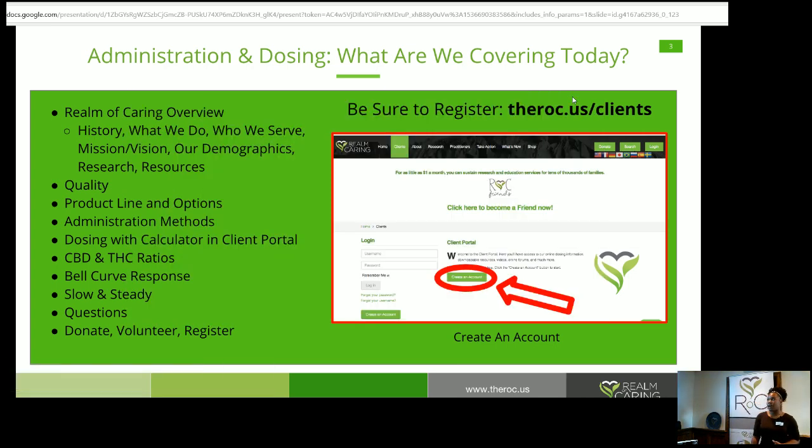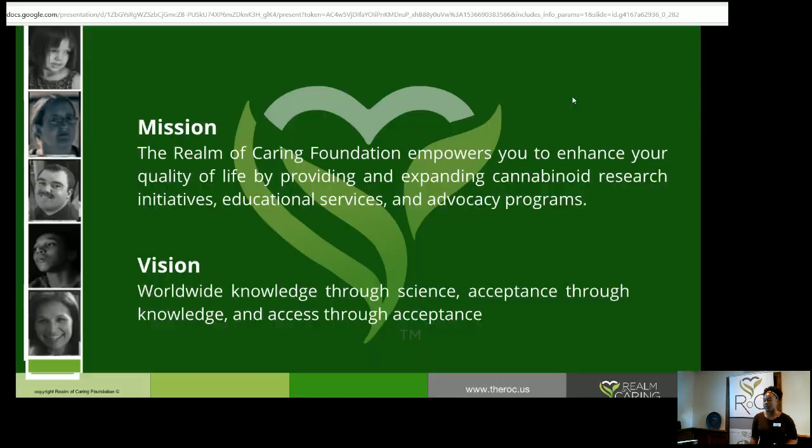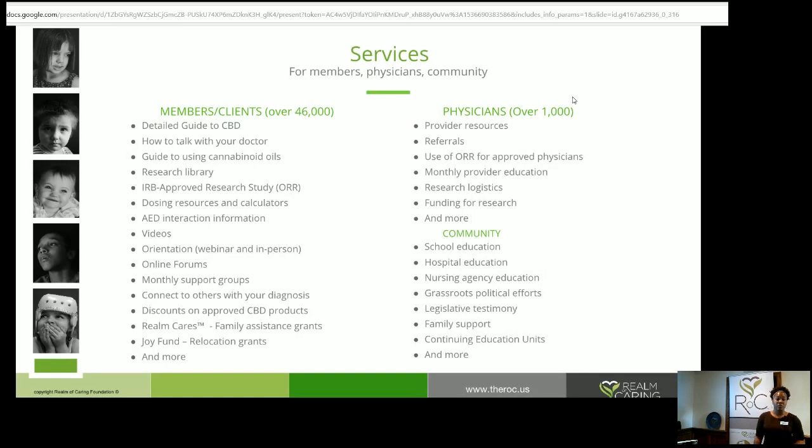Just to briefly talk about our services, we have a small team, but we do provide resources and education for clients, the public, physicians, dispensaries, and nursing agencies. In the client portal, once you've registered and logged into your client account, you'll have access to the guide to CBD, dosing, and how to talk to your healthcare provider. We have videos and orientations like this one. If you're looking to converse with other clients, we also have a forum, so you can talk to other people that may have similar concerns or medical concerns as yourself.